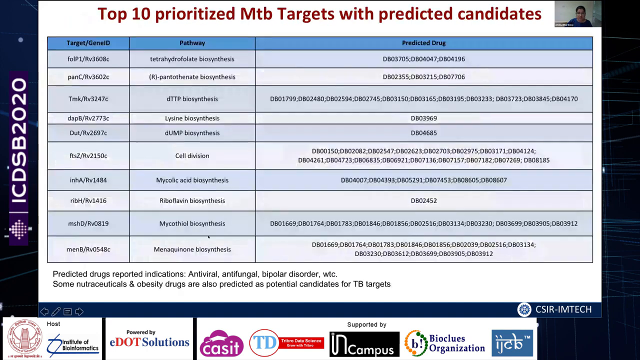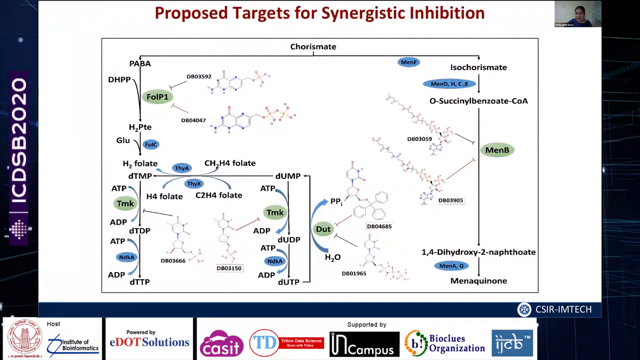If you look at the drugs predicted against these targets, they have reported indications of being antiviral, antifungal, or for bipolar disorders. Some of them are nutraceuticals or obesity drugs, which practically means we can repurpose these drugs to be tested against these individual targets for applications in tuberculosis. I'll not describe it in detail, but when we mapped these individual targets to different pathways, some of them belong to linked pathways, for example folate or menaquinone. So you can also identify combinations of inhibitors from the study that we have done.